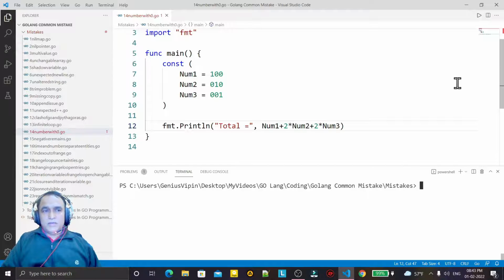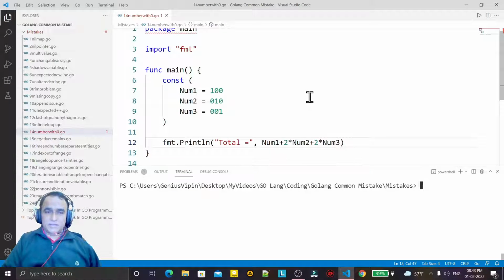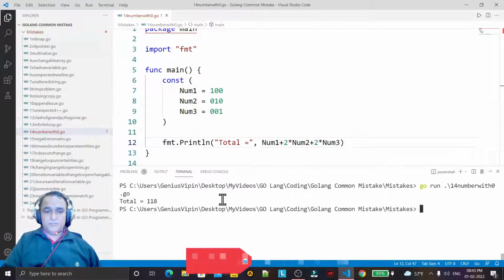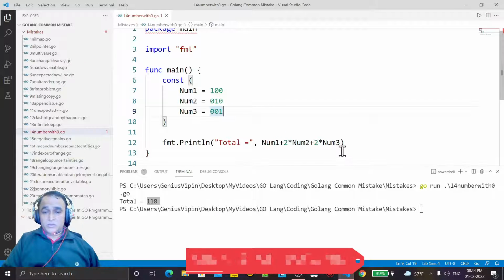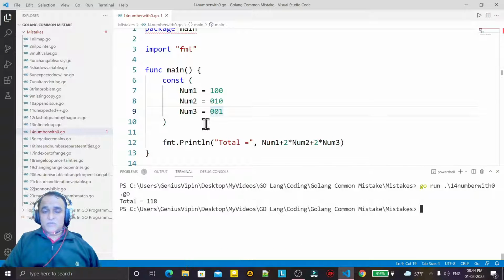In the Go learning series, we will see one more common mistake which we make in the Go language and which gives a wrong result. That is called the number with zero problem. You see that if I run this program, that is very simple, the output is 118. But if I do a manual calculation, that would be 100 plus 10 into 2 is 20 and 1 into 2 is 2. That means the answer should be 122.